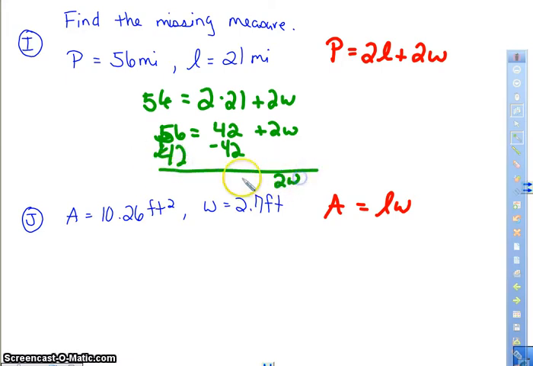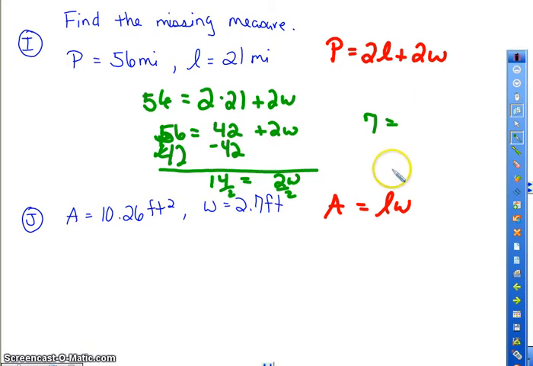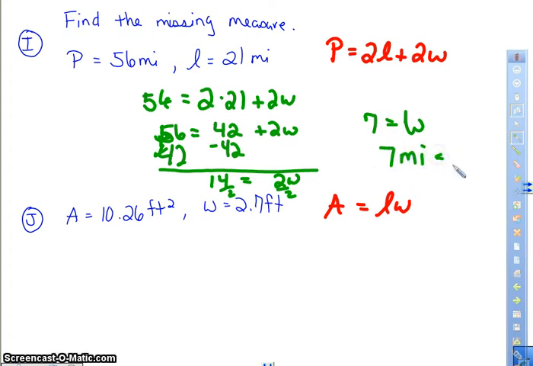So I have 2W equals 56 minus 42 is 14. Then I'm solving for W, so I'm going to divide by 2. 14 divided by 2 is 7. 2 divided by 2 is 1, so I'm left with W. So I have my width, 7 equals W, and it's going to be 7 miles equals the width. And the miles comes from the units that I already know.